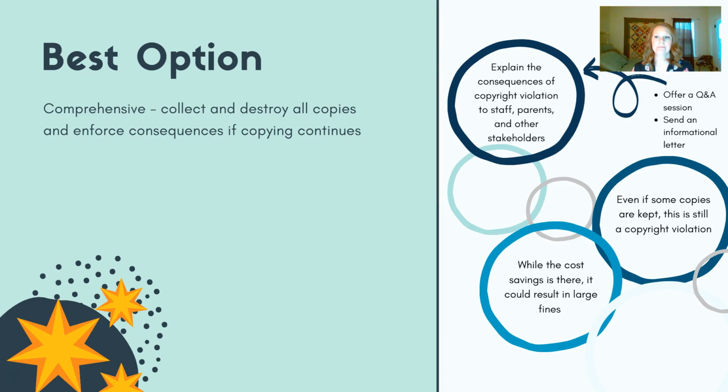So what would I do? The best option that I would say is the comprehensive option, even though it might be the most severe. But I do suggest collecting and destroying all the copies and then enforcing consequences if copying continues. The biggest piece here is that we have to explain the consequences of copyright violation to staff, parents, and other stakeholders. And again, that's the fines that could be imposed upon any of them.